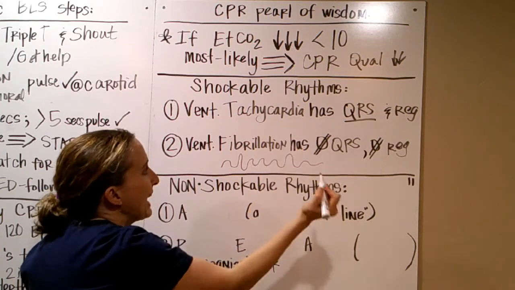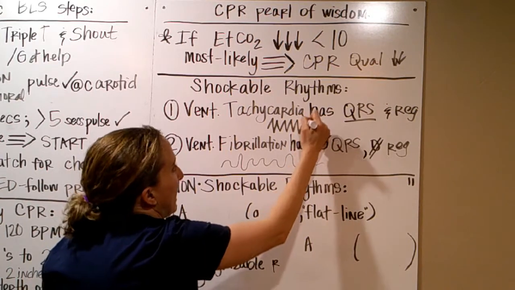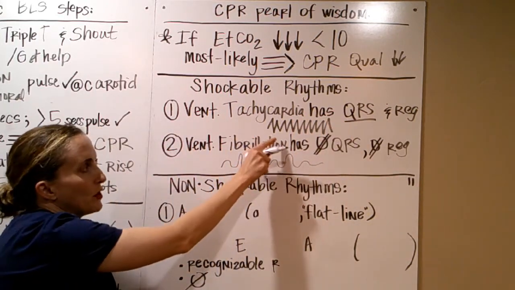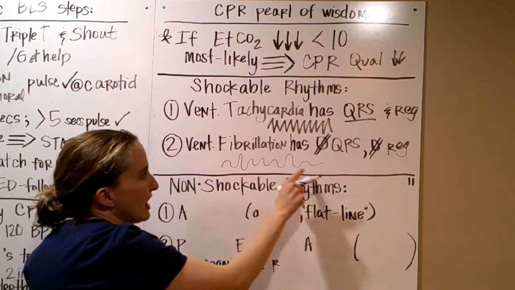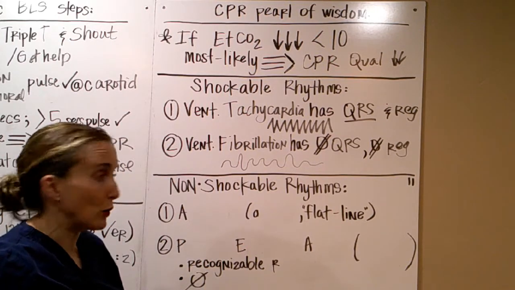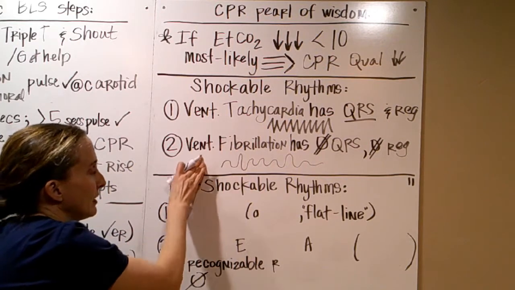So VTach usually looks like that, where we've got regular QRSs, and then VFib is kind of a rhythm, but it's not recognizable as a regular rhythm, and there's no QRS. Okay, so that's VTach and VFib.